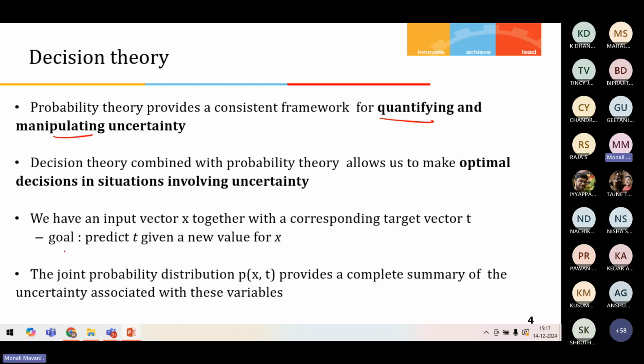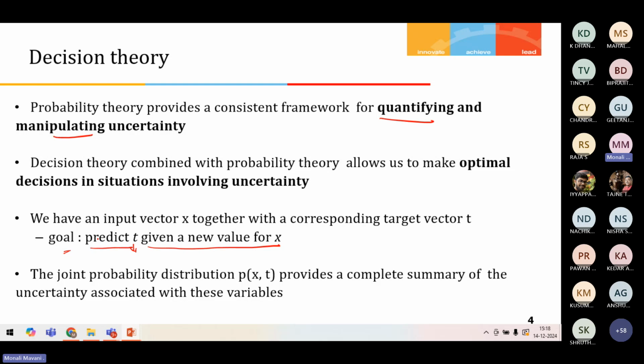So what we want to do is predict t, our target variable, given a new value of x. This is the goal. Training is done. Now it comes to making a decision. When a new value of features comes, some new unseen data comes, we want to give a prediction.